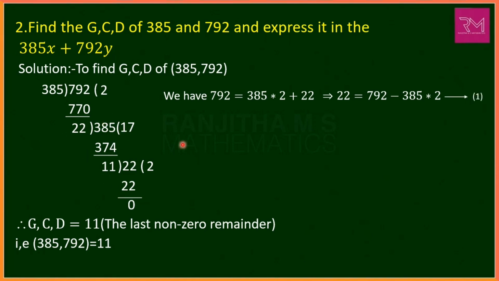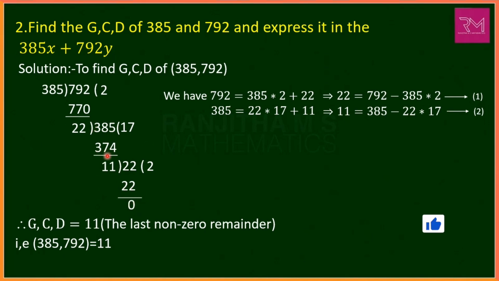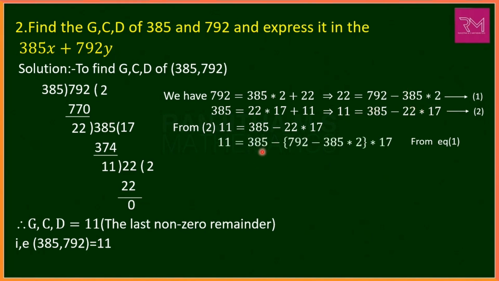Similarly, for the next division, dividend equals divisor into quotient plus remainder, so 11 equals 385 minus 22 into 17. Call this equation number 2. Here the remainder is 0, so we don't take the division algorithm for this step. Stop here. Next, take equation 2: 11 equals 385 minus 22 into 17. From equation 1, in place of 22, substitute 792 minus 385 into 2. So 11 equals 385 minus 792 minus 385 into 2, into 17.